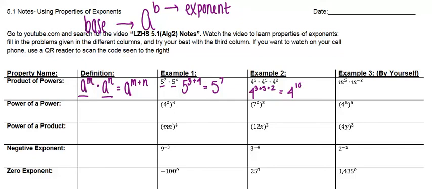Okay, I'm going to go ahead and skip column 3, where it says example 3, the ones for you to do on your own. I'm going to skip over those right now, but we'll come back to them at the end. If you feel like filling them in as you go, by all means, please do so.